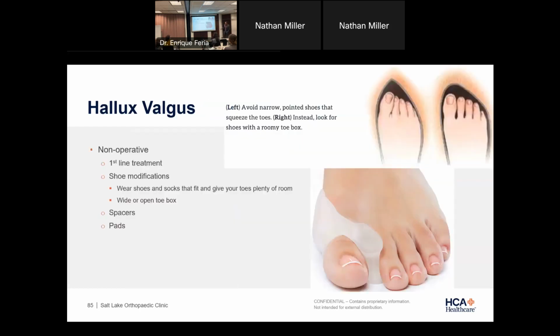When we treat these, first line is always going to be non-operative, and the first thing we do is tell patients that they need to get shoes that are going to fit and give their toes plenty of room, and that oftentimes involves wearing a wide or open toe box shoe. Spacers or pads are helpful, kind of like pictured here, where you can put a little gel spacer in your first web space separating your first and second toes. It helps keep your big toe aligned so it's not bullying the rest of your toes. And then this little silicone pad here protects the bump so it's not rubbing on the inside of your shoes.